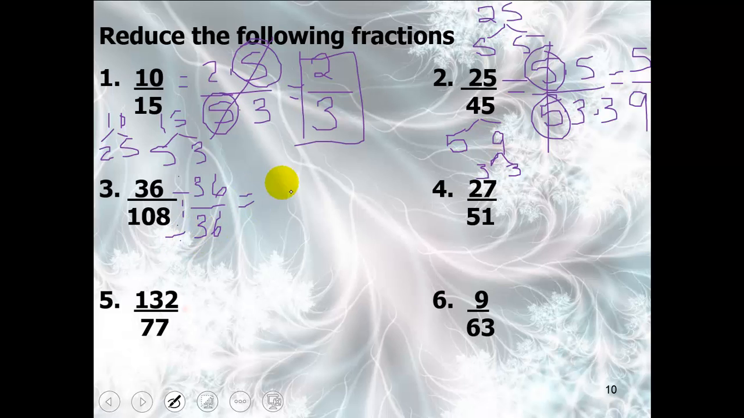36 divided by 36 is 1, and 108 divided by 36 is 3. And there is my final answer.